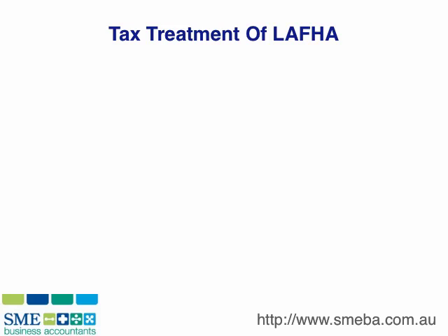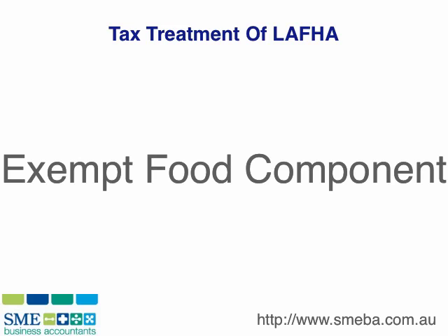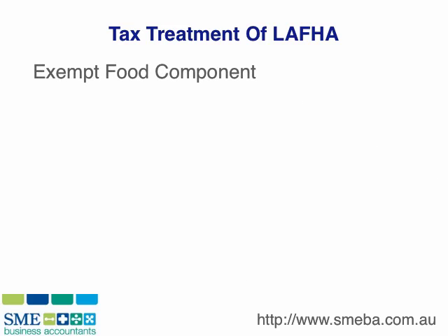So let's look at computing the taxable value of the allowance. The taxable value of the living away from home allowance is calculated by deducting the value of the exempt food and accommodation components. So firstly, the exempt food component. This is the amount of the allowance paid to compensate the employee for additional food costs in the alternate location. While there are no strict guidelines for the calculation of this component, the amount must be reasonable and defensible.